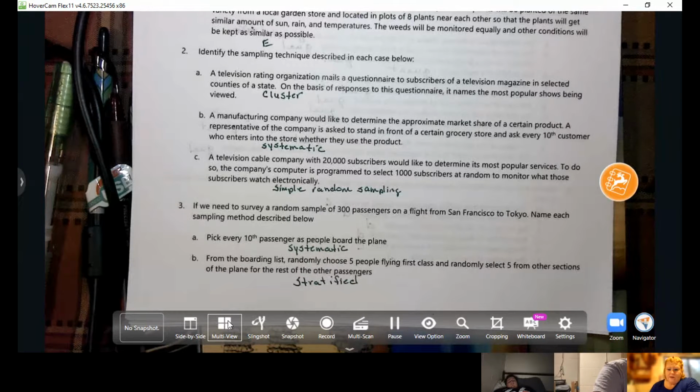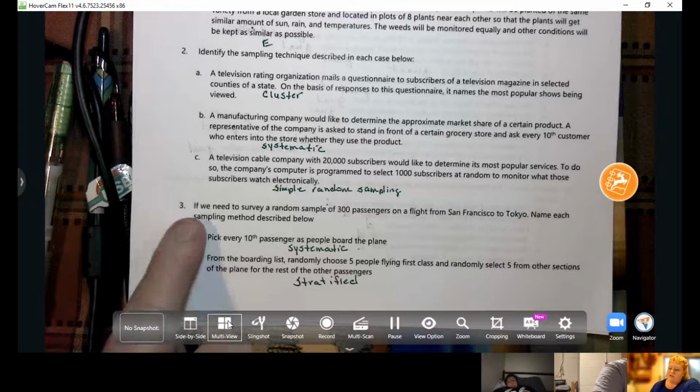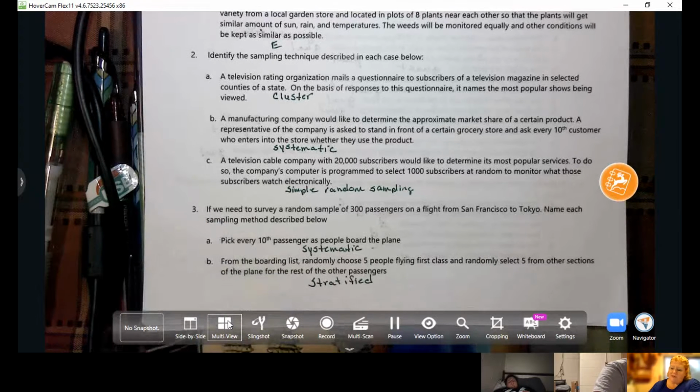So that gives you an idea of looking at scenarios, looking at situations, and trying to decide how to apply that terminology that we went over. The third problem is just looking at a particular situation and looking at different ways within that situation of doing the sampling. And again, it is looking at the different methods of sampling within that one situation.